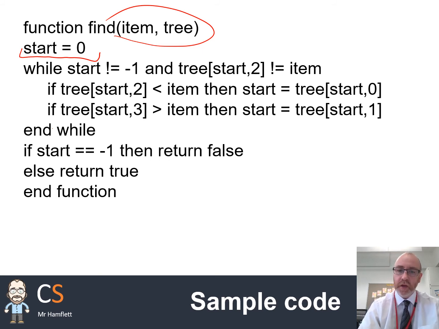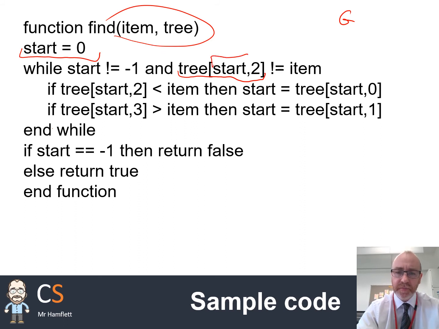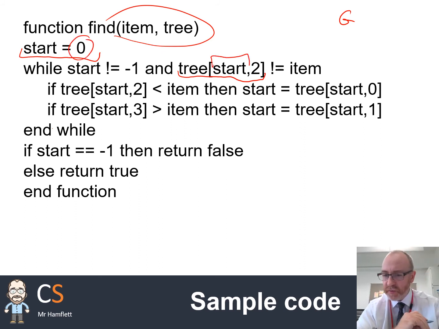So, how on earth does tree start equal the item I'm looking for? Remember, I might be searching for the value, I don't know, of G. So how does that actually work? Well, start is which row in the table I'm looking at.